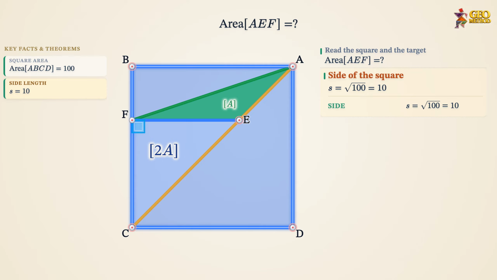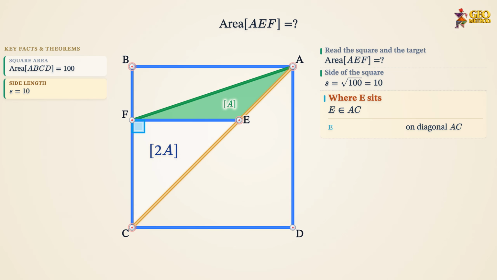A square's area is its side length squared, so the side is the square root of 100, which is 10. Every edge of square ABCD measures 10 units, and that 10 will drive all of the arithmetic to come.